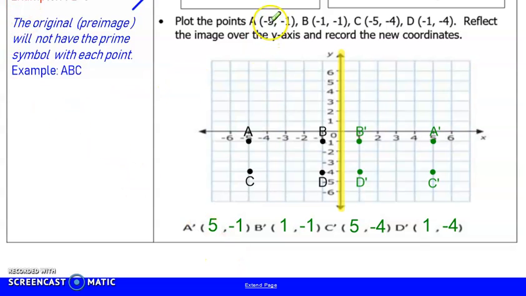I want you to notice that when we flipped over the y-axis, it was actually our x values that changed signs every time. So negative 5 became positive 5, negative 1 became positive 1. Again, negative 5 became positive 5, and negative 1 became positive 1. And our y values all stayed the same.